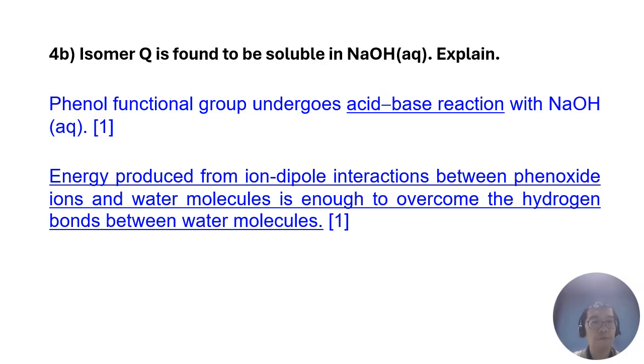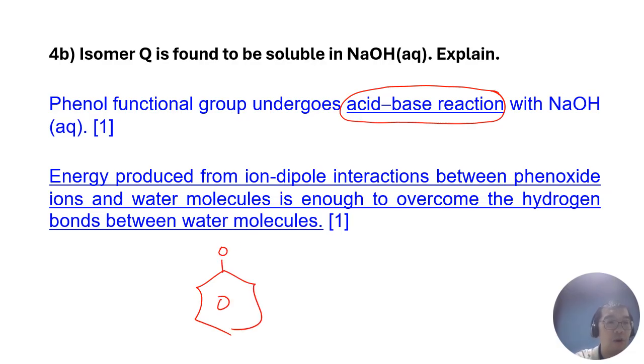Now for question 4b, isomer Q, if you remember, isomer Q has a phenol functional group. So they ask, why is isomer Q soluble in aqueous NaOH? So the first thing you must tell me is that this phenol functional group will react with aqueous sodium hydroxide via an acid-base reaction. The acid-base reaction will produce something called a phenoxide anion.